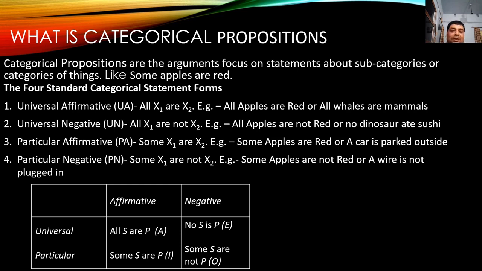So there are four particular types of statements. The first one is universal affirmative, all A are B. Universal negative is A is not B. Particular affirmative is some A are B, and particular negative means some A are not B.